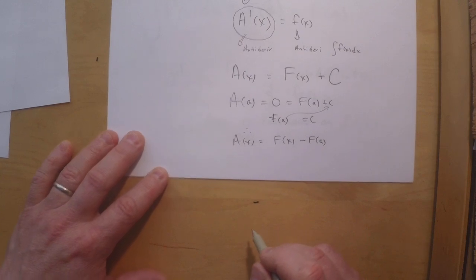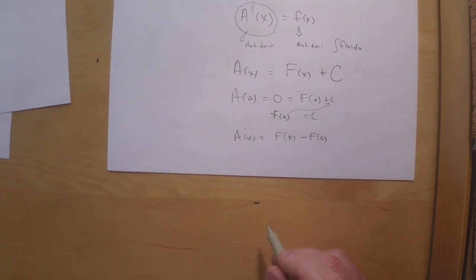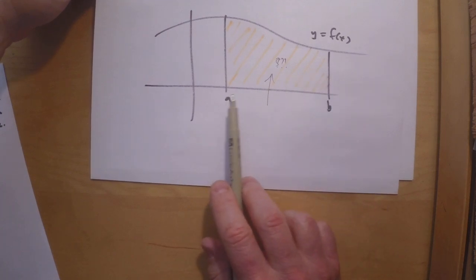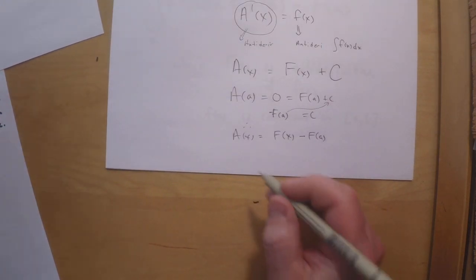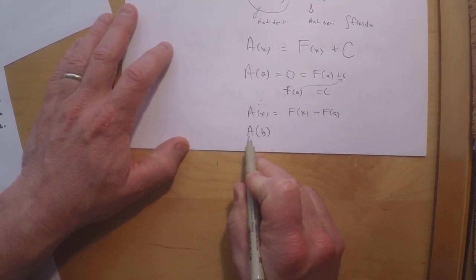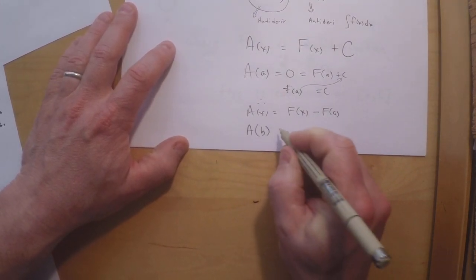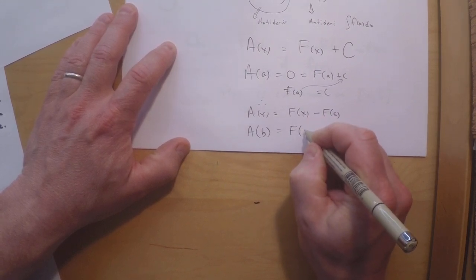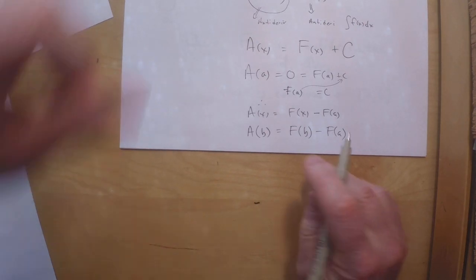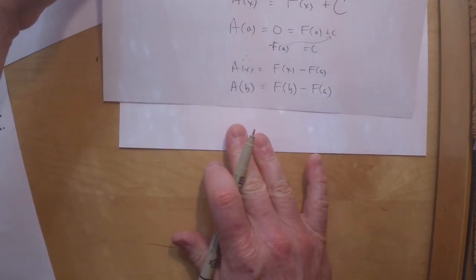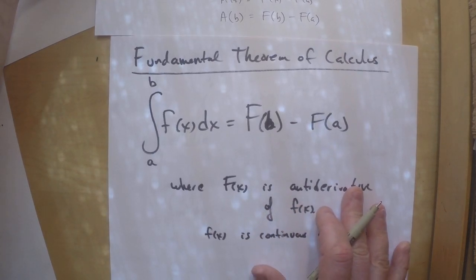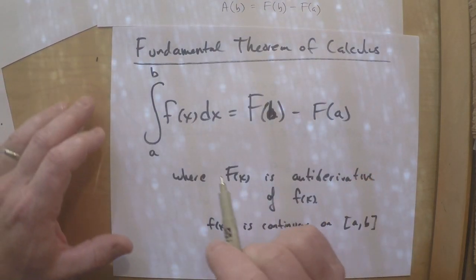Even more importantly, remember our ultimate goal was to find the area between a and b. Well, that would be A of b, because this represents the area between a and b. This would be big F of b minus big F of a. And this is what we've now shown. I know it doesn't seem like a lot, but this is huge. This is called the fundamental theorem of calculus.